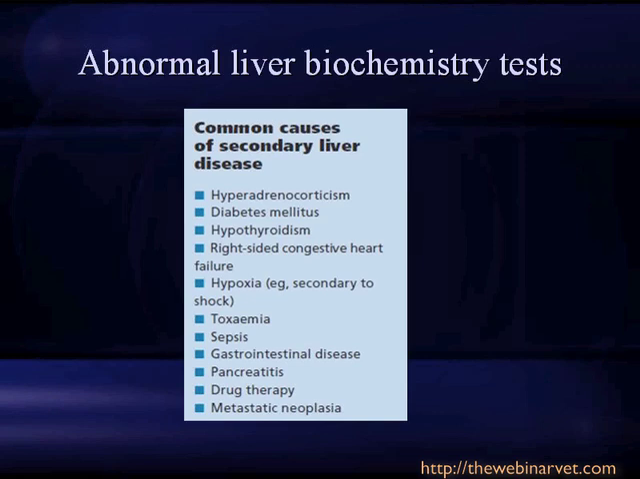So if we think of some of these other conditions that can affect the liver, you can see the list is extensive. But the most common ones that we probably see are sepsis, gastrointestinal disease, cardiac disease, and pancreatitis, and potentially the other endocrinopathies that are listed there at the top. All of these will affect the results, but these induce what we call reactive or secondary hepatic changes. They're not the primary cause of the animal's clinical problem. The liver is just simply affected as part of the disease process.